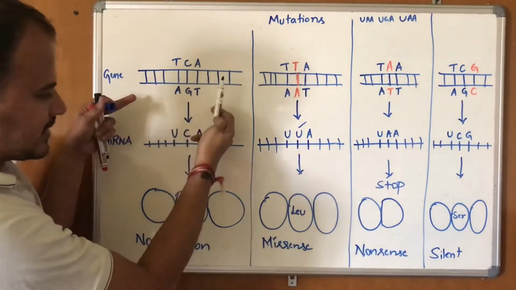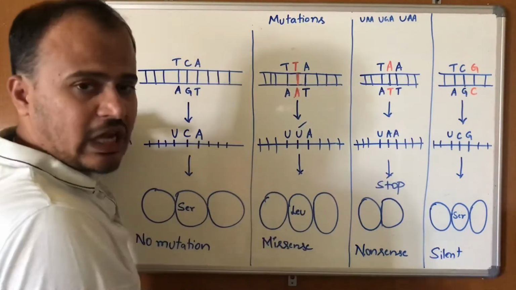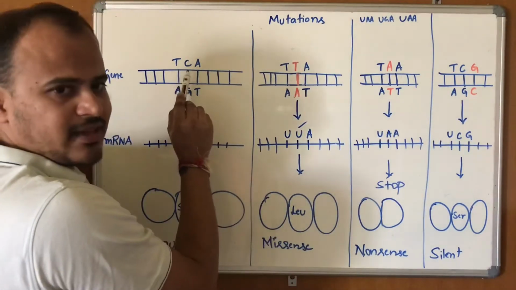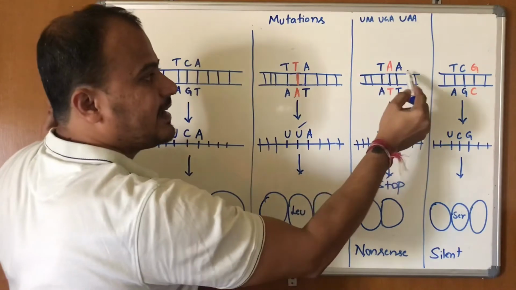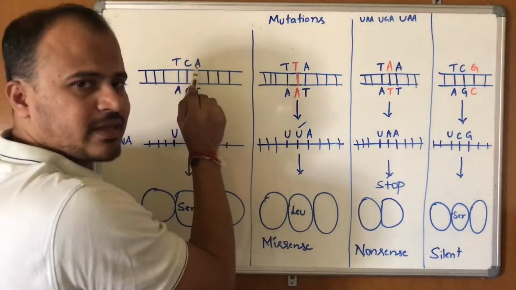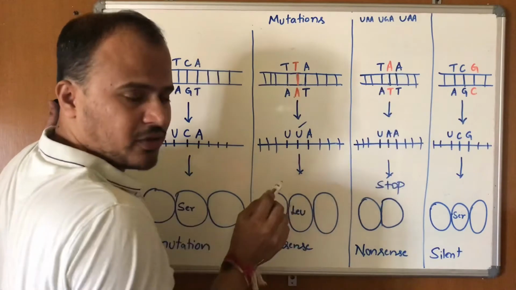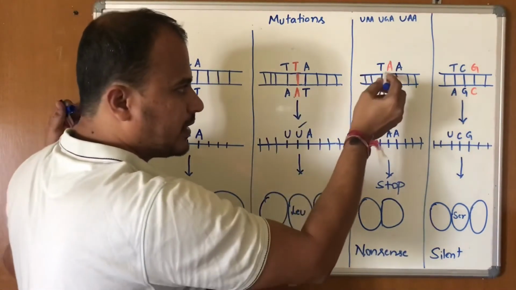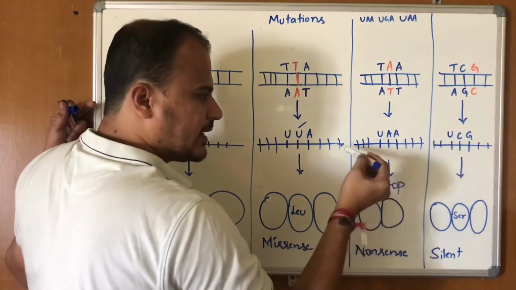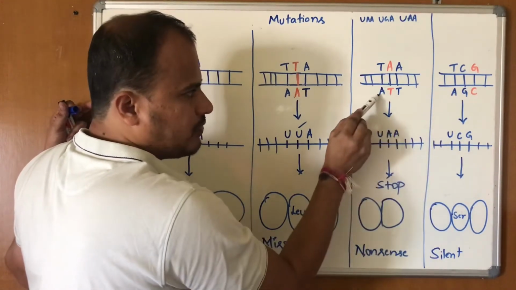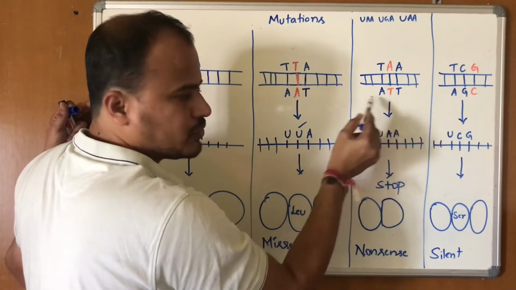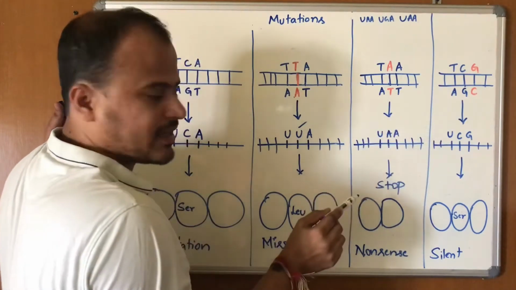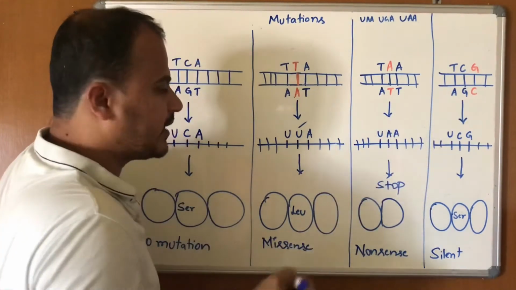So I have taken the same example of the DNA to explain the nonsense mutation. In this case, there is TCA in the reference DNA. Here it is TAA. That means again cytosine is replaced by adenine. So basically this is a base substitution mutation. As we know, this is the strand that has been used as the template for the transcription. When the ATT is transcribed, we get UAA in the mRNA.